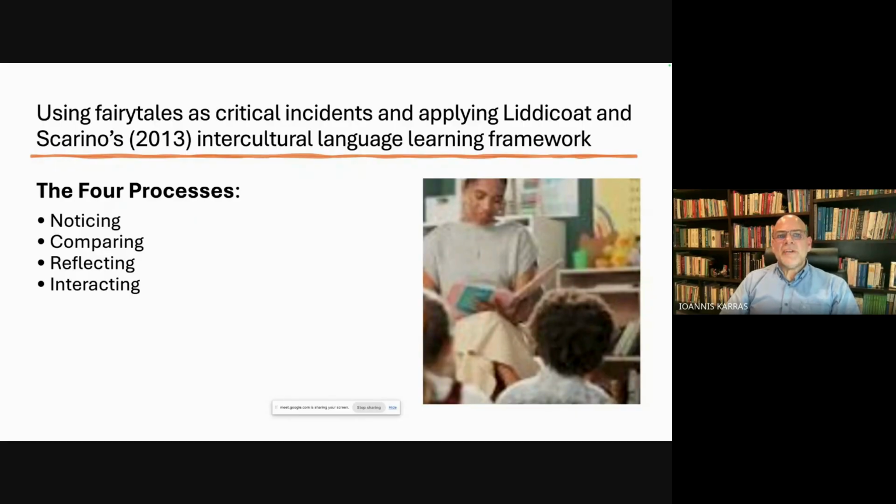Now, using fairy tales as critical incidents, as I said, is something I feel is good. But in order to help us have a set model in our minds while using fairy tales as critical incidents, I thought I would share this four-step model that Liddicoat and Scarino talked about. It's used to help intercultural language learning. So this is a framework for intercultural language learning. And they talked about these four steps: noticing, comparing, reflecting, and interacting. I'll show you how we can use these steps with reference to the fairy tale, which we are going to use as an example.